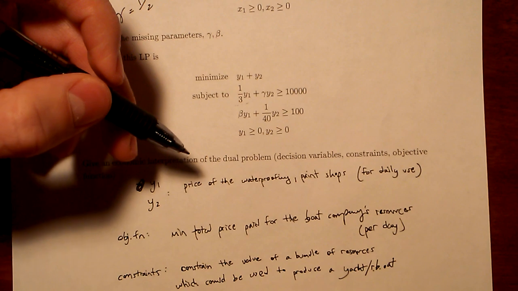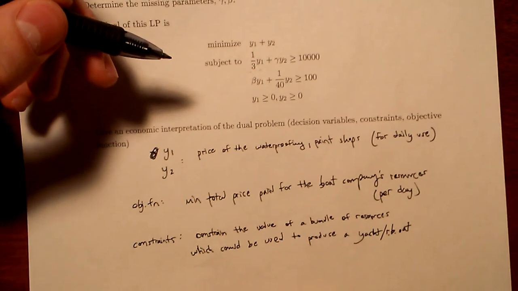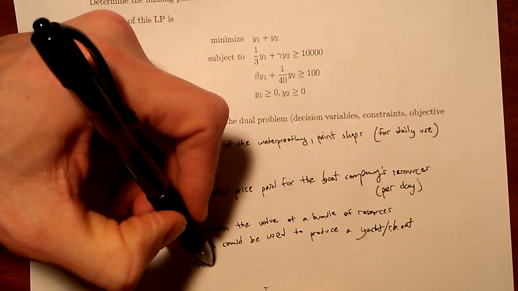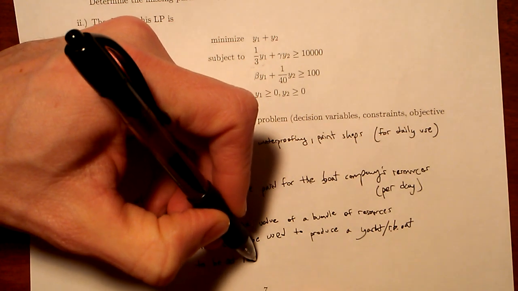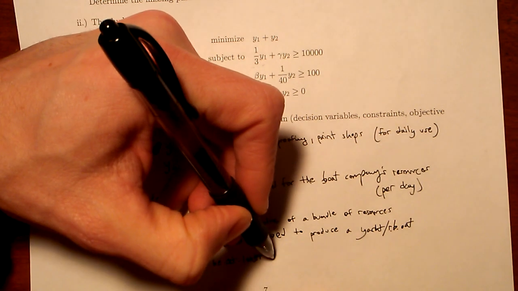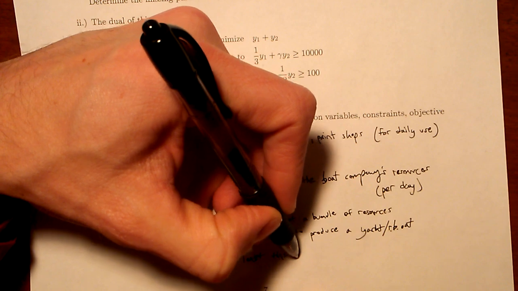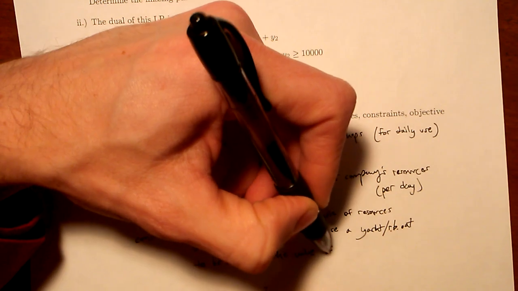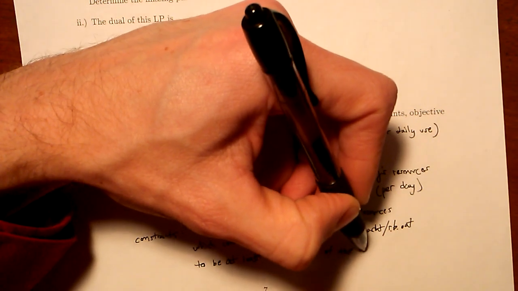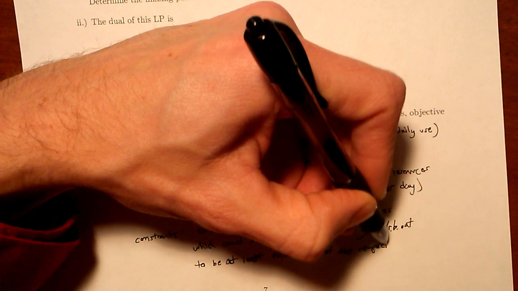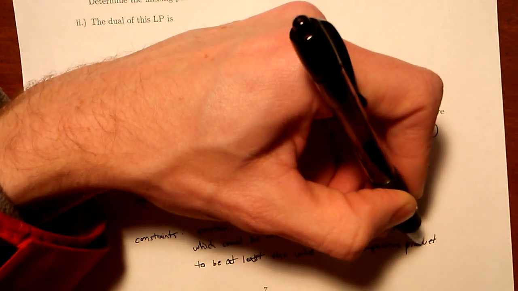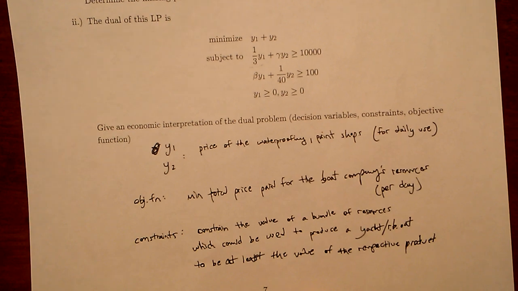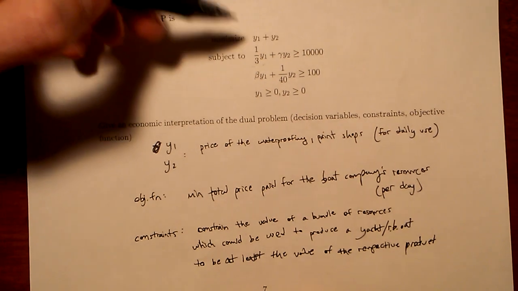Constrain the value of the bundle of resources which could be used to produce a yacht or a rowboat to be at least the value of the respective product. Okay, and again, what we basically said is this, that here's our dual.